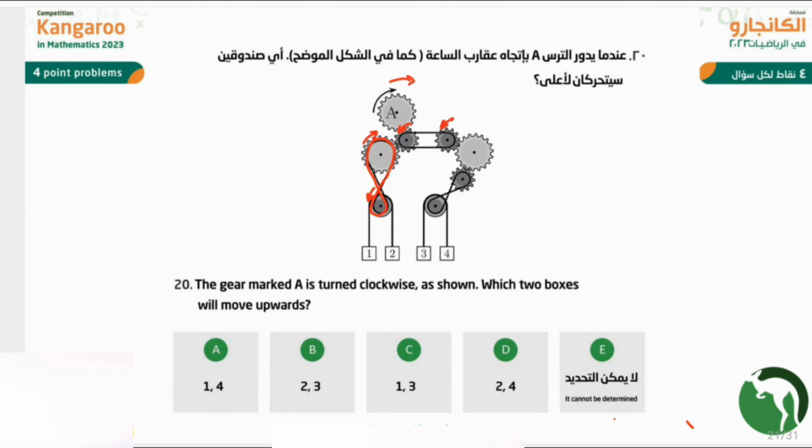And connecting the two gears this way will make the direction of both of them different. So here also the direction is clockwise, here counterclockwise, and here clockwise. Okay, now we know the direction of all the gears. So by looking here, box number 2 will move upward, and box number 3 will also move upward. So the correct answer is B.